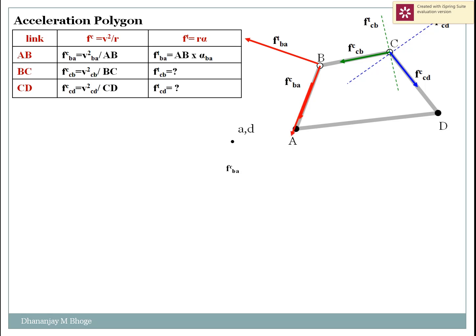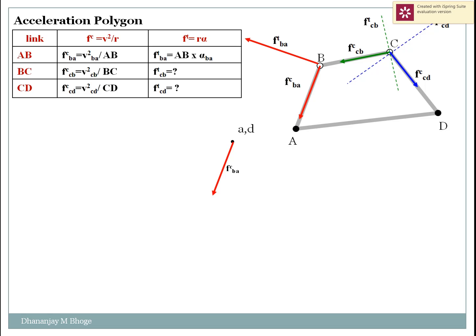Now next, we'll consider link AB. For link AB, we'll plot the first vector FCBA of this much length and in this direction. And we'll place the vector at A such that A is at the tail of the vector.